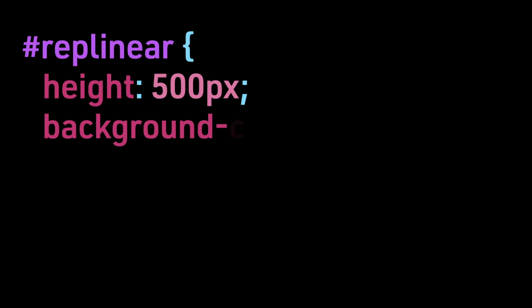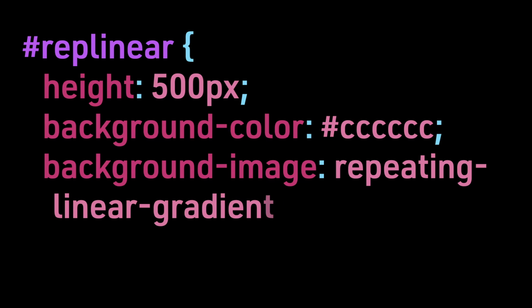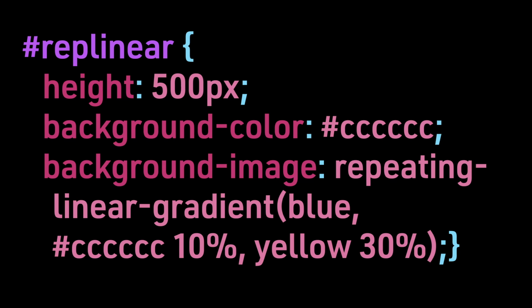Next, we will repeat the linear gradient. In this case, we still have 3 colors, and we will explain the use of percentages. The percentages indicate how you want to transition between the colors.